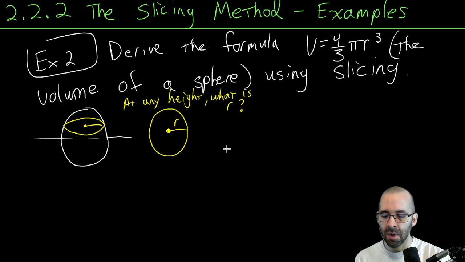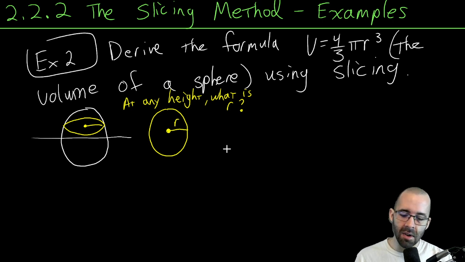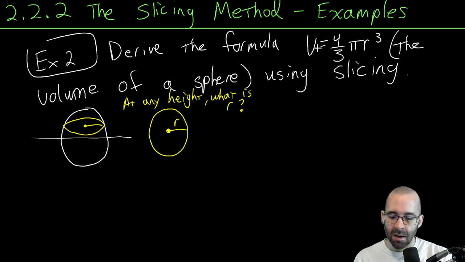Okay, so again, we know that when the height is 0, the radius is just going to be that r, and when the height is r, the radius should be 0, but it's not linear. So to find this here, what we're going to do is we're going to look at this.